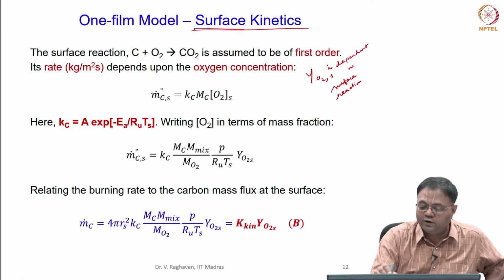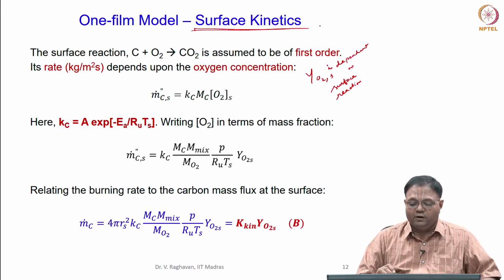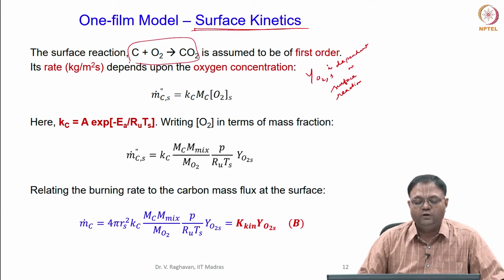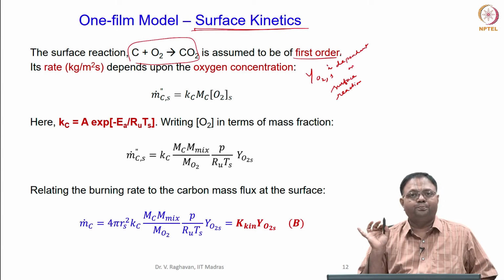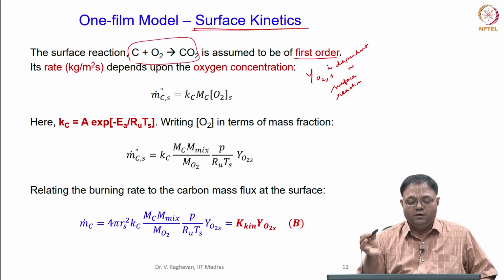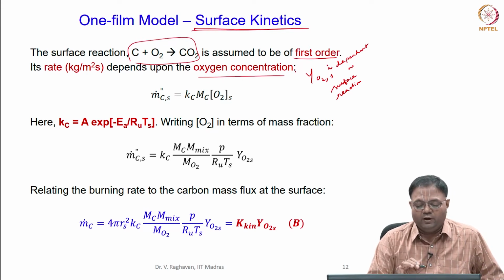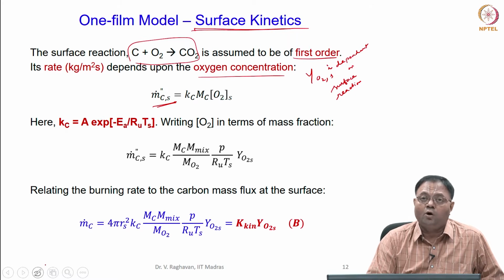So I need to consider something on kinetics, surface kinetics. What we assume here is that the surface reaction C plus O2 giving CO2 is first order. When I say it is first order, then it depends upon the oxygen concentration. Okay. So, the mass flow rate of the carbon, that is the burning rate, correct.